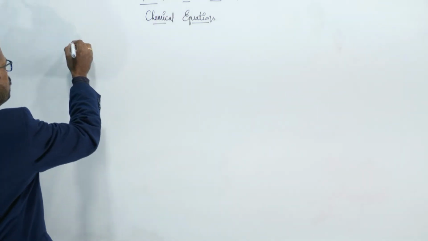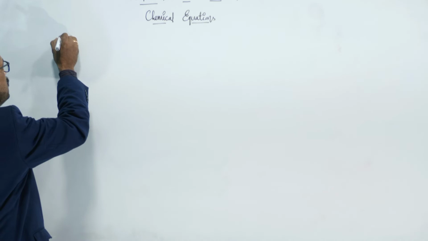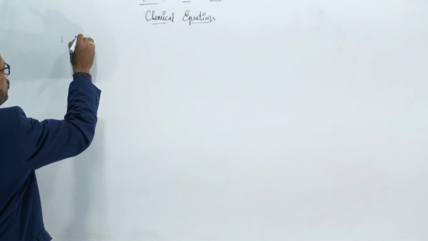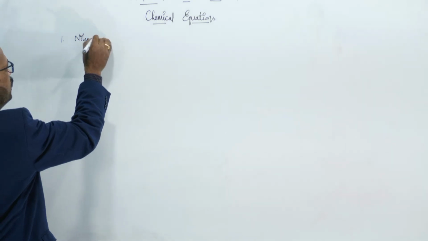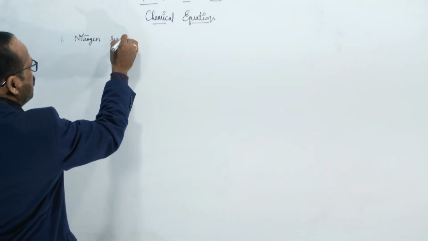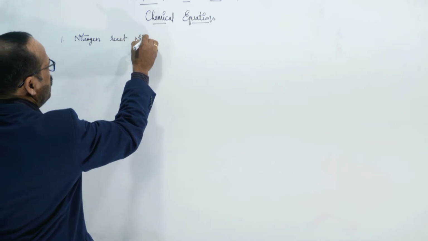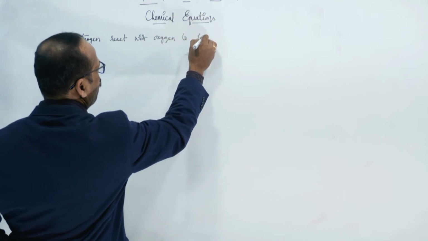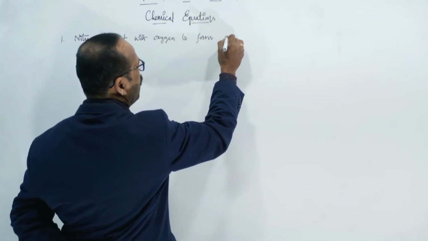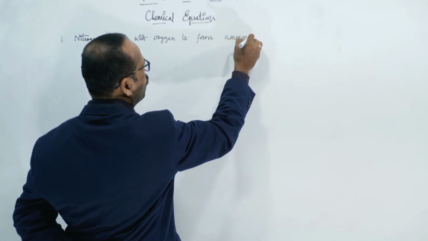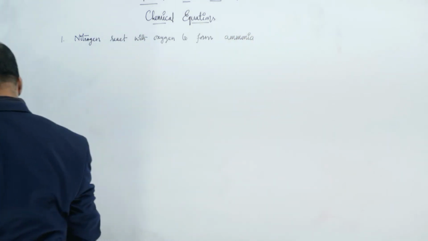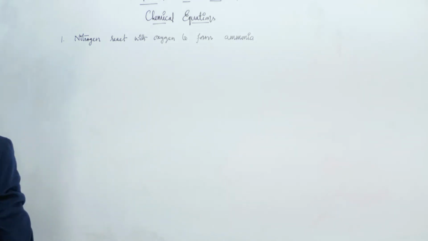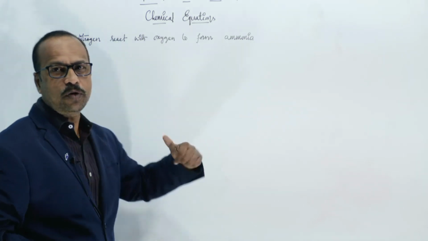So for example, first one I'll write, can you see here? Yes. So you can see the first example. Nitrogen reacts with oxygen to form ammonia, to form what? Ammonia. Okay, so this is one chemical reaction. Now this chemical reaction we have to convert into a chemical equation.